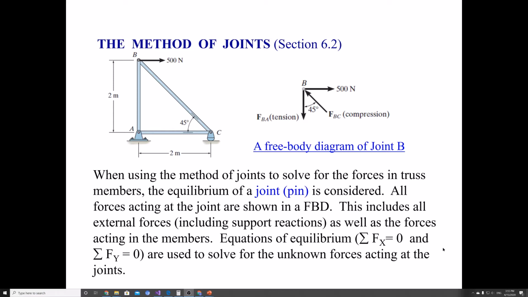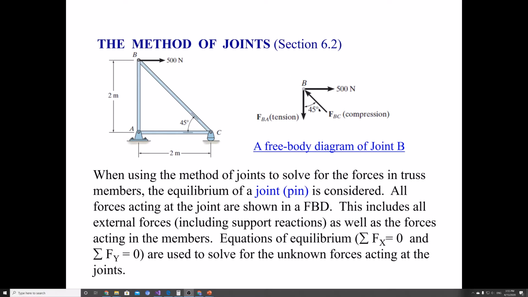So we use the equations of equilibrium to solve for any of these unknown forces. Here's a free body diagram at joint B. We would make a free body diagram at joint B, potentially at C or A. If we do it at B and solve for the force along this member and the force along this member, tension or compression, then we only need to do one more point to find the missing one. But here's a free body diagram of B.